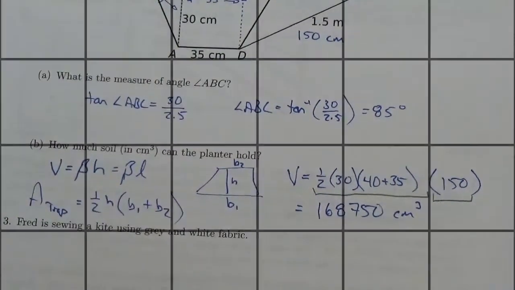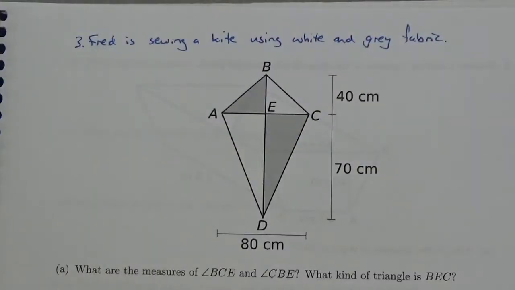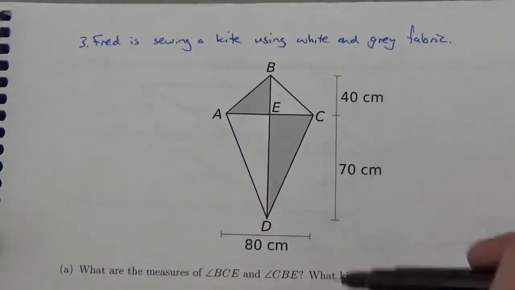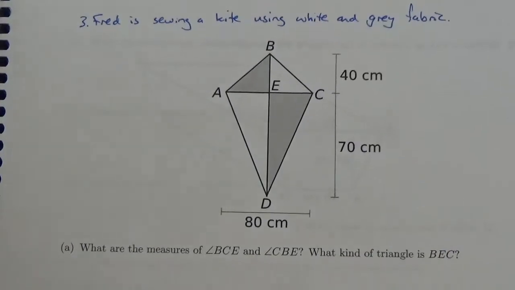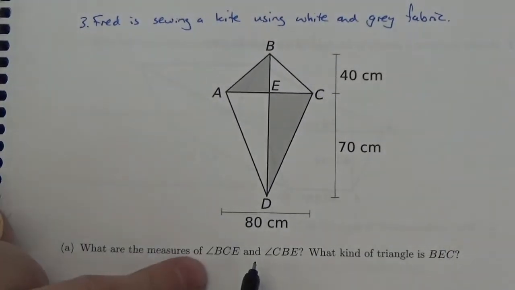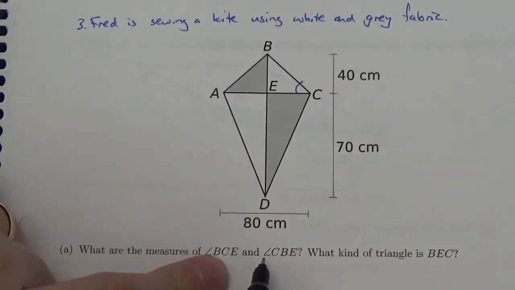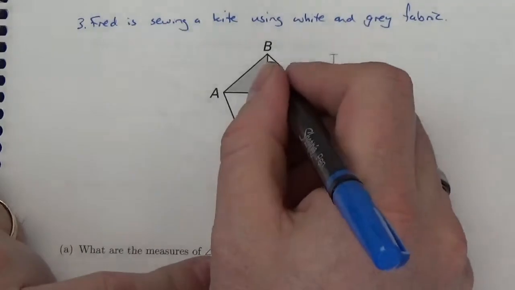That makes sense. Okay, in this question we read that Fred is sewing a kite using white and gray fabric. So here it is. And then here are the dimensions that we're given here. So the question is, to start off with, what are the measures of angle BCE? Okay, so BCE is going to be this angle right there, and CBE, which is going to be this angle up there.